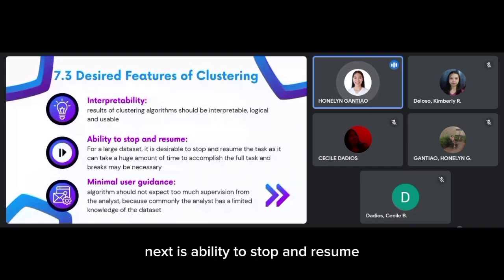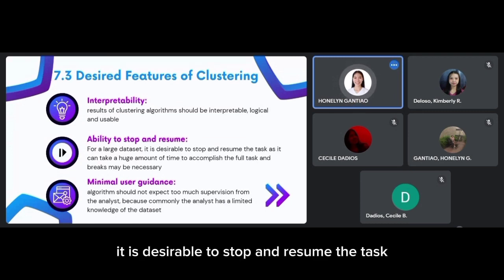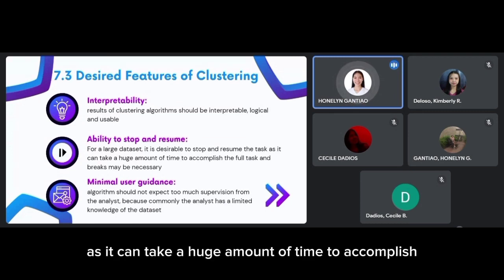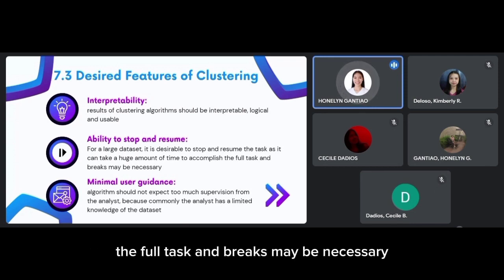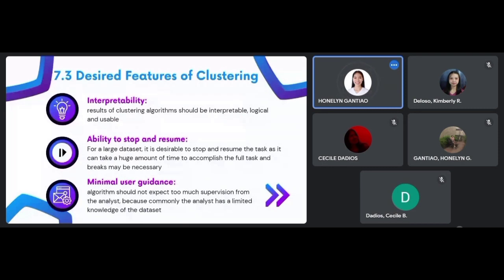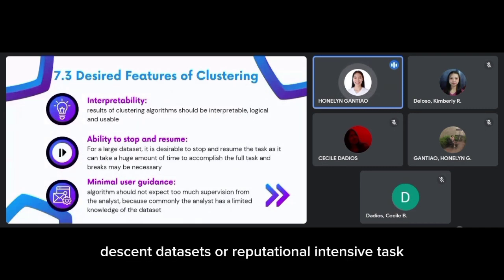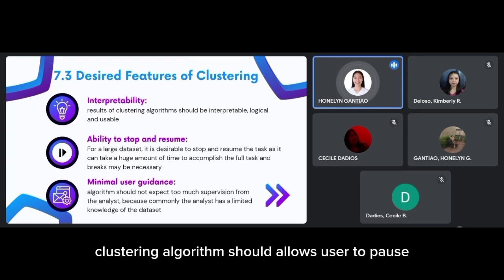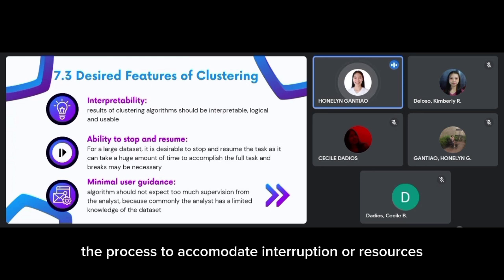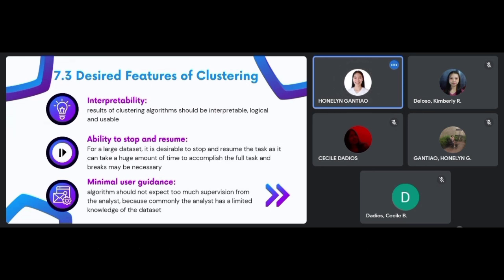Next is ability to stop and resume. For a large data set, it is desirable to stop and resume the task as it can take a huge amount of time to accomplish the full task and breaks may be necessary. Therefore, clustering algorithms should allow the user to pause and later resume the process to accommodate interruptions or resource constraints.